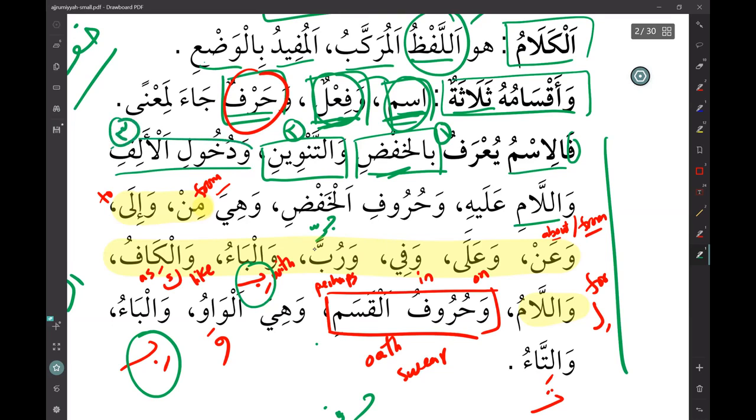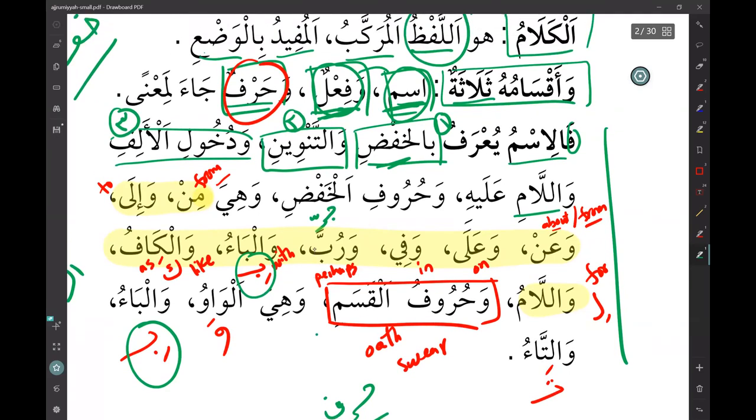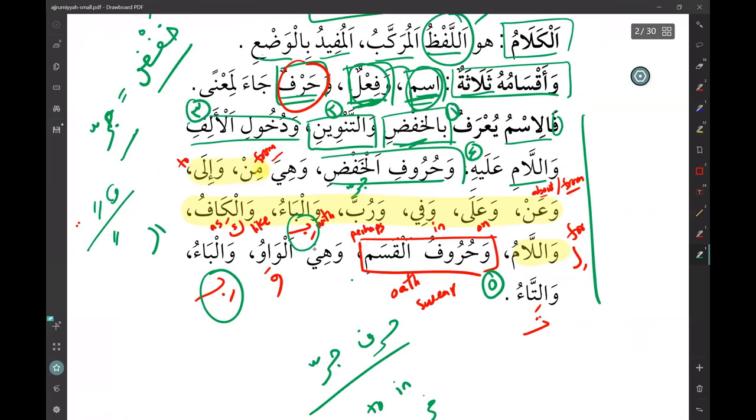Alif and lam. And then what is it? Then it says harful jar, preposition. So this is your fourth one. Now, some people might combine all of them in the same category, but we can separate them. We can say this is your separate type of alama, sign.